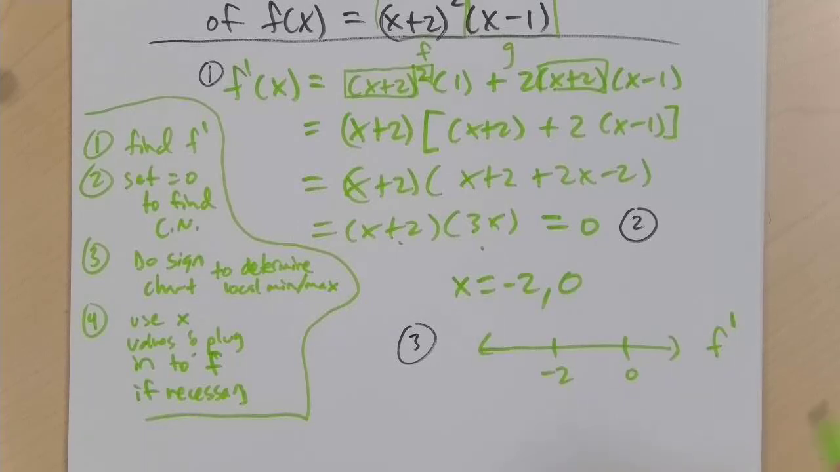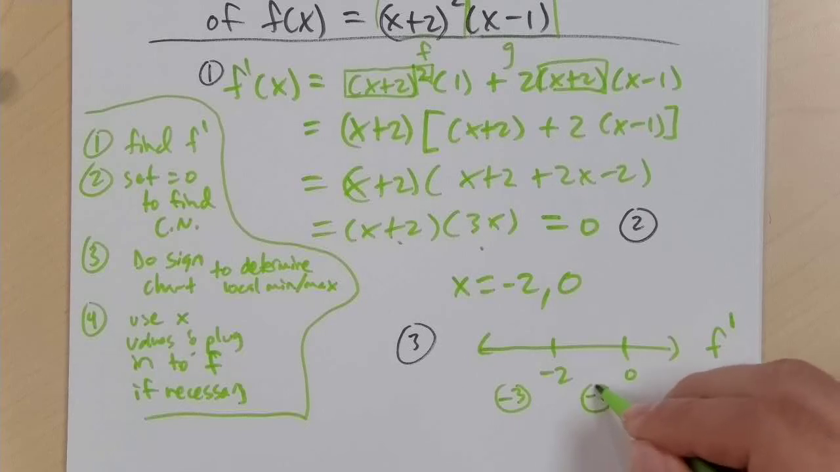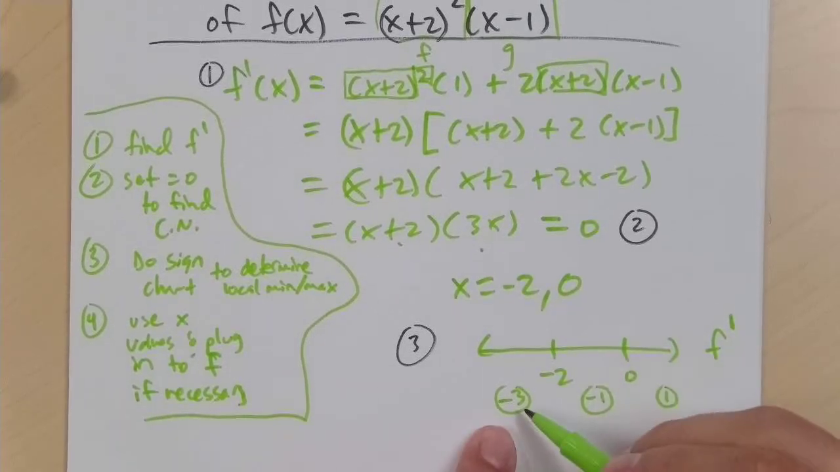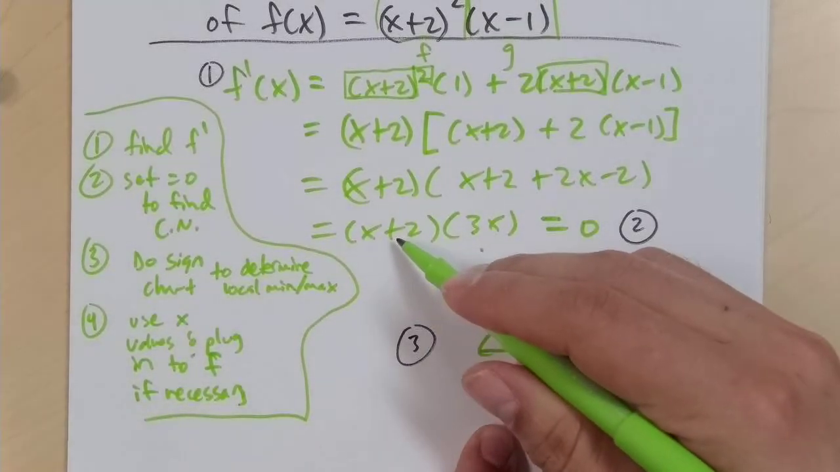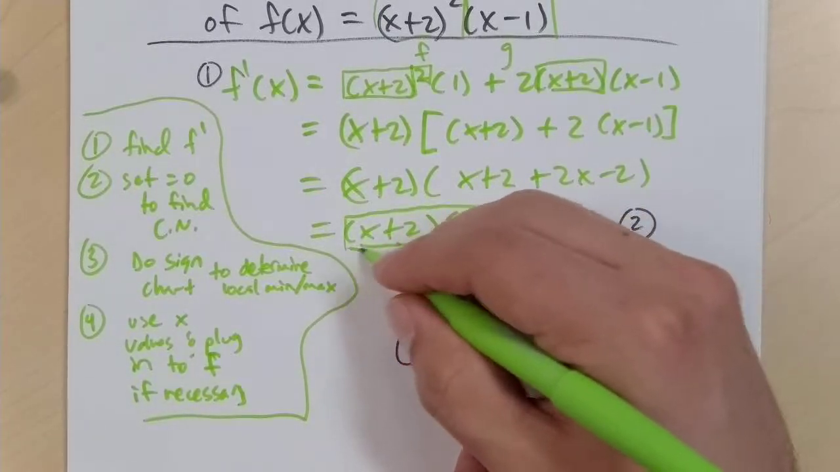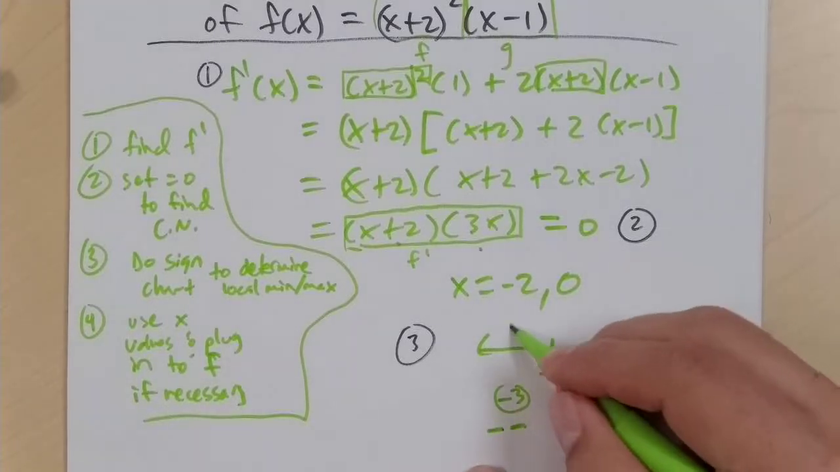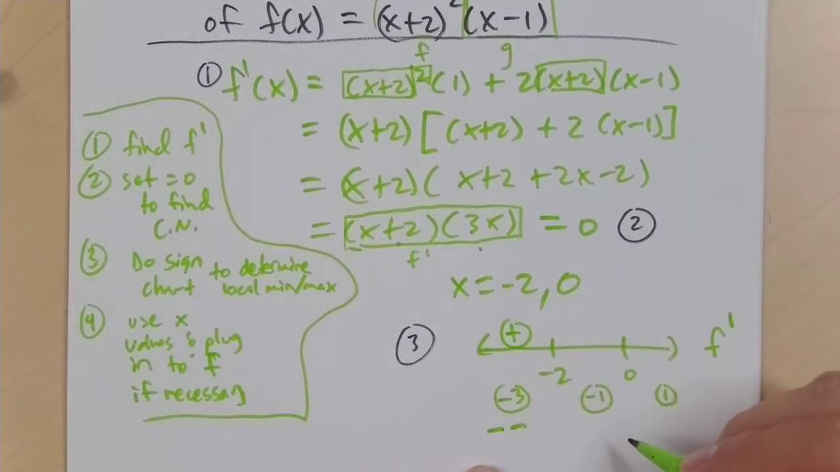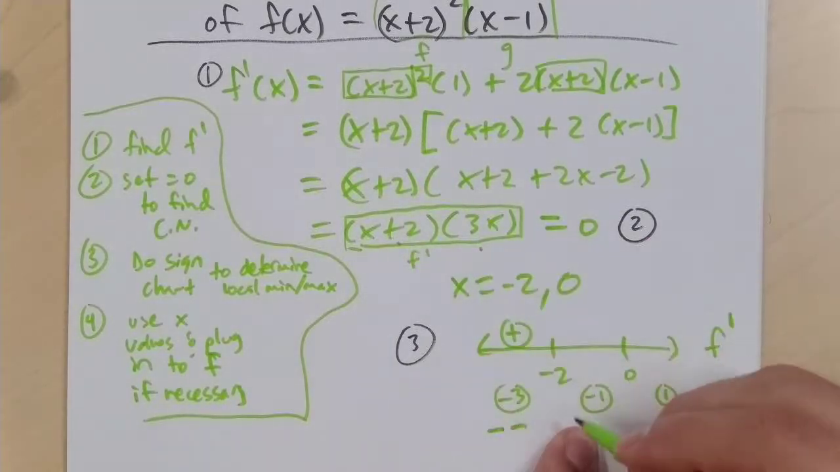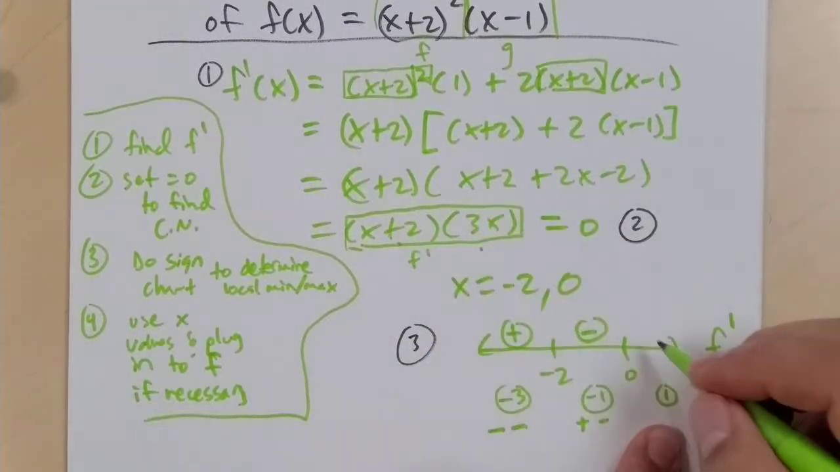So if I plug in something like, let's say, -3, and here I'll do -1, maybe here I'll test 1. If I plug -3 into the derivative, so here's my derivative, right? If I plug -3 in there, you get negative times negative, which is positive. If you plug in -1, you get positive times negative, which is negative. And if you plug in +1, both of those will be positive.